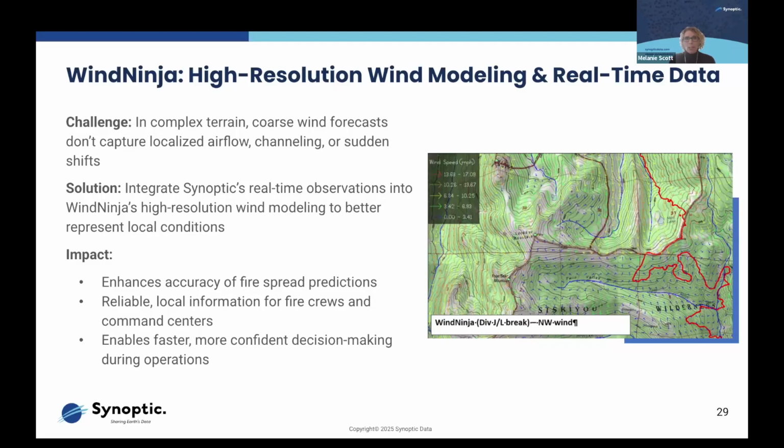And you may have heard of Wind Ninja. This is through the Missoula Fire Lab. They have created this, and Synoptic Data is an optional data set that you can add. So you're looking at coarse wind forecasts, localized airflow, channeling, sudden shifts. All of the real-time data is going to be important when you're looking at those conditions in that complex terrain. And so we're providing those observations.